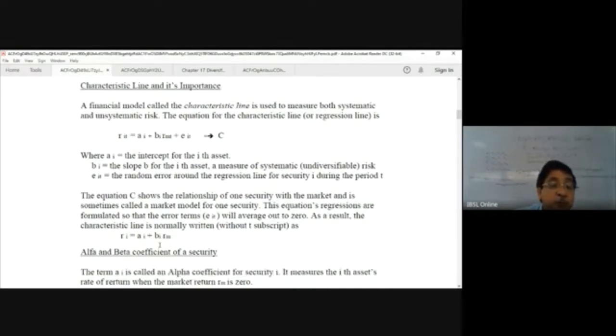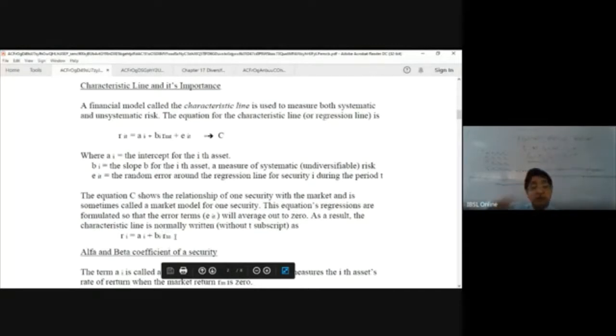Now I will put it on the board. So what is Ri? Ri is the return of that security. Rm is the return of the market. So what do you mean by the return of the market? In a stock market, there are different indices. In Sri Lanka, we have our Colombo Stock Exchange. We have the All Share Price Index. That is what you call a market index.